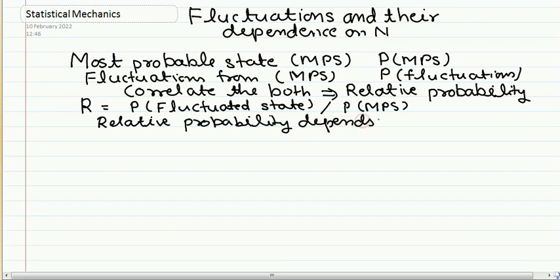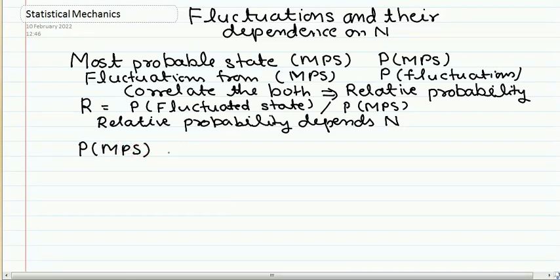n means the total number of particles. Now we know that in statistical mechanics, there is the importance of a larger number of particles. The larger the number of particles, the smaller the fluctuation. That fact we will prove in this exercise. First we will take the example of a few numbers, let us take 40 and then 400. And before going to that, I will write the probability for the most probable state.